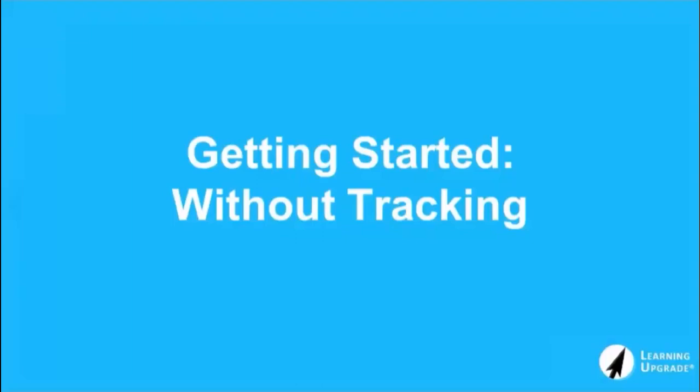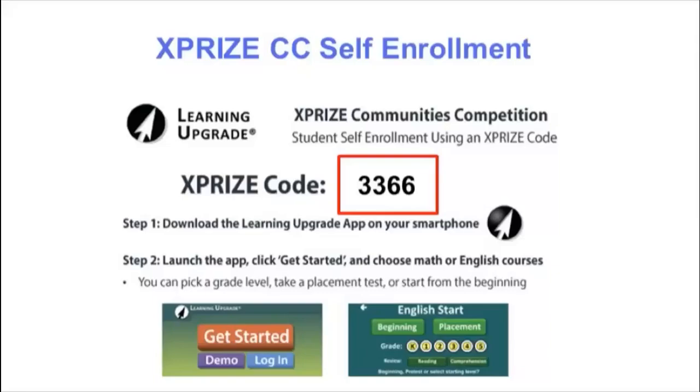So quickly, I just want to show you what it looks like to get started. If you go to our website at learningupgrade.com, the very first thing at the header, you'll see the communities competition. If you click on that link, you can view this PDF and type in any communities competition team code. For this one, you'll type in 3366. It's an editable field. Then you can save the PDF and print it, or download it and email it out to all of your learners.